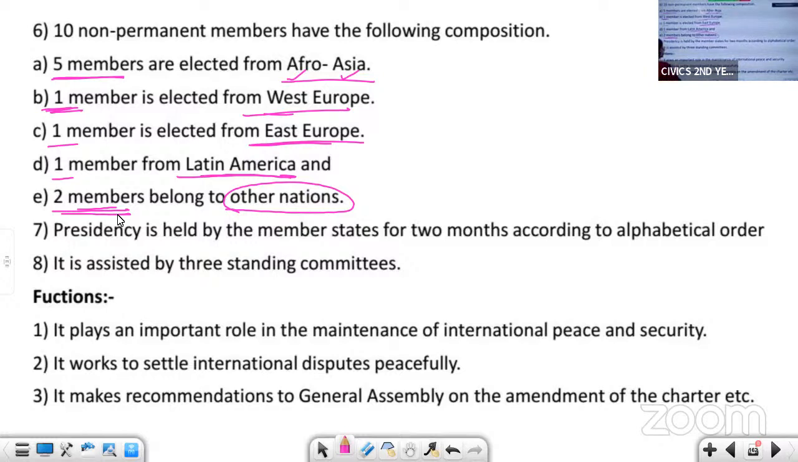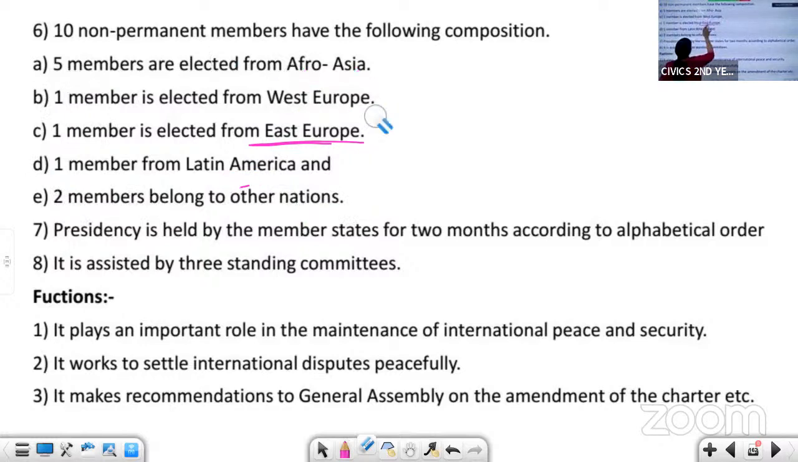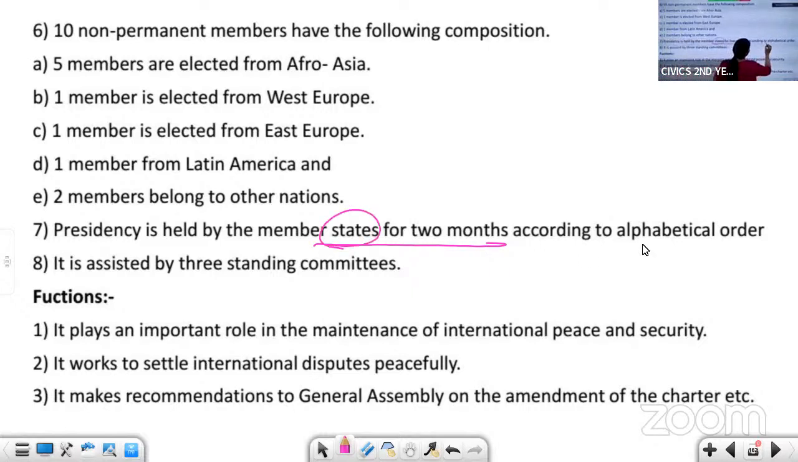Now, who will head this Security Council? Who will be the president of the Security Council? The presidency of the Security Council is held by member states for 2 months. We have 15 members, so every 2 months the presidency is held by one state, in the alphabetical order of the names of those states.